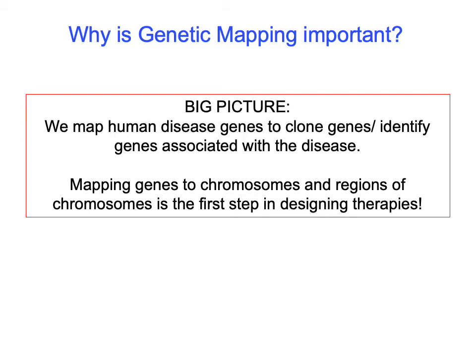Mapping means that we are figuring out which chromosome the gene is located on and on which part of the chromosome. So eventually, by doing mapping, we can identify genes that are associated with the disease. By mapping genes to chromosomes and regions of chromosomes, this is really the first step towards eventually being able to design therapies. Right? We need to map the genes to chromosomes to allow us to clone the genes, and once we know the sequence of the gene, we can then start thinking about understanding how that gene functions and how we can help individuals whose genes are not functioning in the right way.